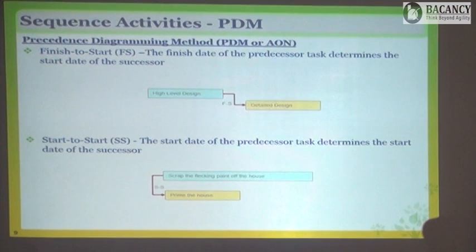You buy your tomatoes, then only you can boil them. You first do your programming, then only you can do your debugging or testing. This is written as FS, finish to start. Next is start to start. Here, no matter what the duration is, no matter when these activities are getting over, the start of the successor is aligned to the start of the predecessor. The successor will start with the predecessor only. It cannot start before that.